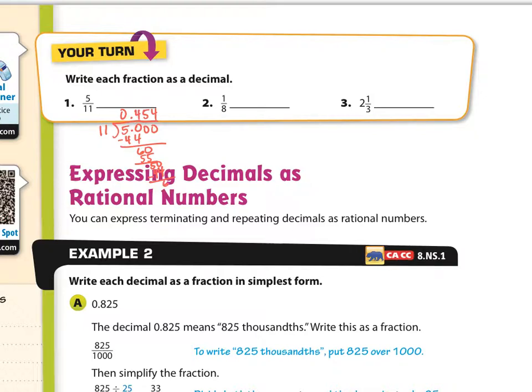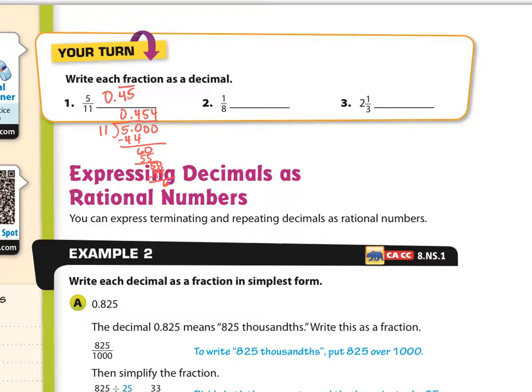Whenever you realize it's going to start repeating, you can stop, but try not to stop too early. So it is going to be repeating 0.4545454545. So the way we write that is 5/11ths will equal 0.45 with the bar over both of them, because both repeat.